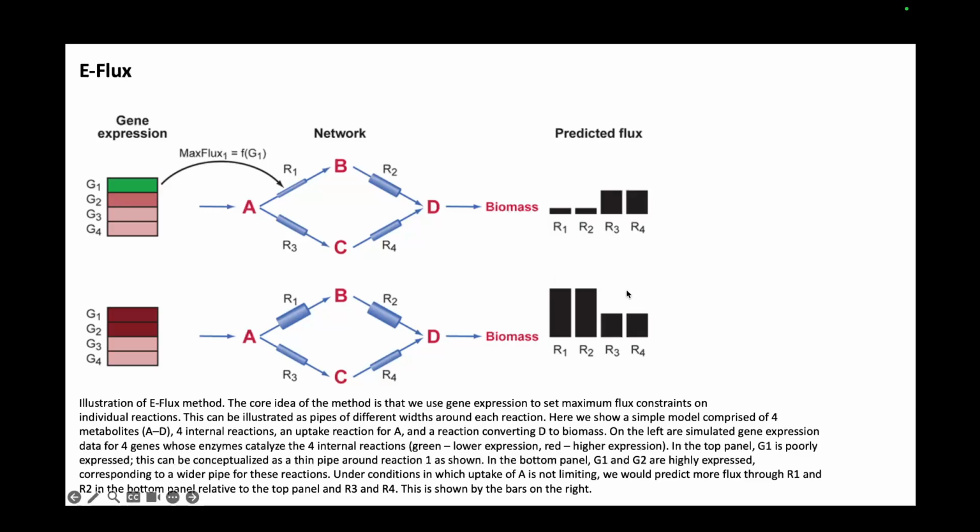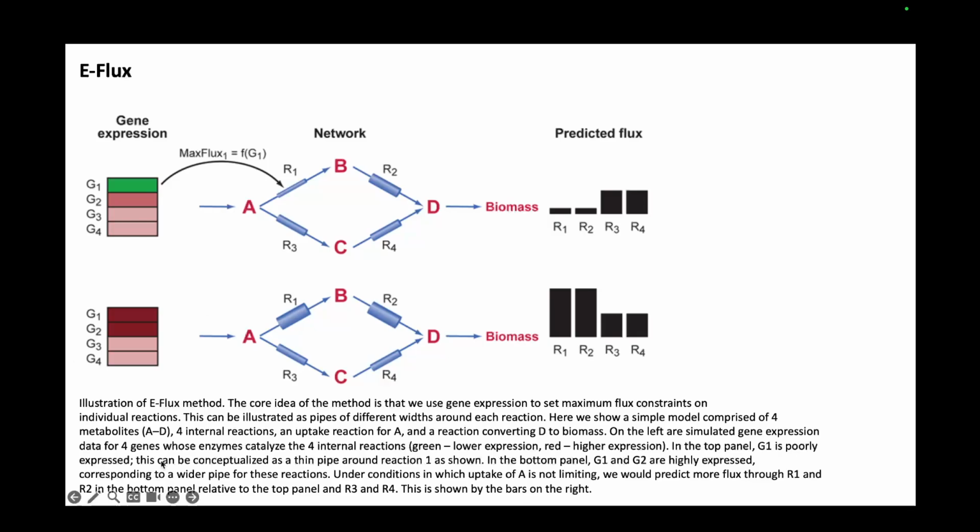So yeah, this is an illustration of the E-Flux method. The core idea of the method is that we use gene expression to set maximum flux constraints on individual reactions. So the flux constraint that we'll put on an individual reaction will be based on gene expression. How much of the gene can actually be expressed, and what is the corresponding flux it can produce for that particular reaction or enzyme? So based on gene expression values, we put bounds on individual reactions, right?